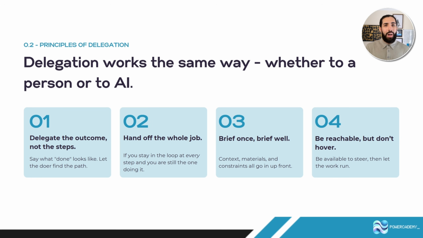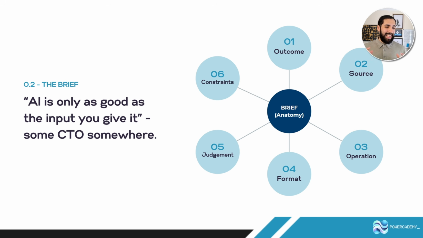Again, we're all talking about ROI here, right? So we want to make sure that we're not doing too much of this, but just enough so Cowork can give us a better output. AI is only as good as the input you give it, right? And I'm sure some CTO somewhere has said this. And this goes for all AI technology.